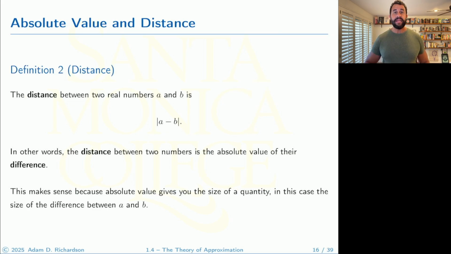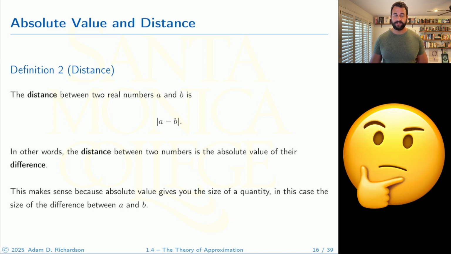Okay, now we have to talk about distance. This is one of those definitions that is going to be absolutely critical for you to understand in Calc 1 and Calc 2. So settle down, commit this to memory and make as much sense of this as you possibly can. It's going to help you a lot when you get into calculus. The distance between two real numbers, A and B, is the absolute value of their difference.